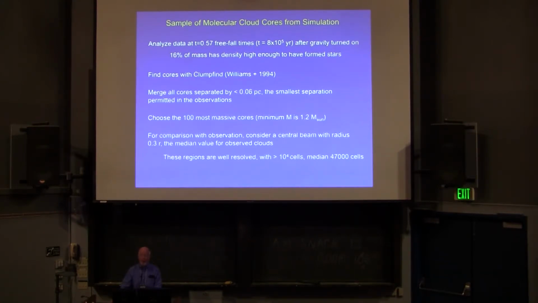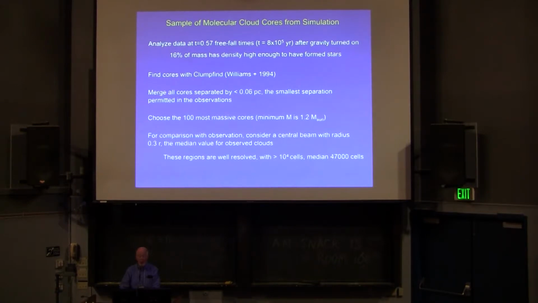And to compare with observation, we then just looked at a central beam. So you have some complicated shaped core, and what the astronomers do is instead of going out and making a map, they want to get the Zeeman observations because they're very time consuming. They just look right down at the very central brightest region where they're going to get the strongest signal. And the typical value for the size of one of these cores is about 30% of the radius or the size of the cloud. So that's what we did. So these regions are well resolved in our simulation. They all have more than 10,000 cells.